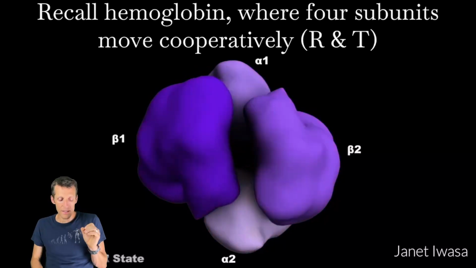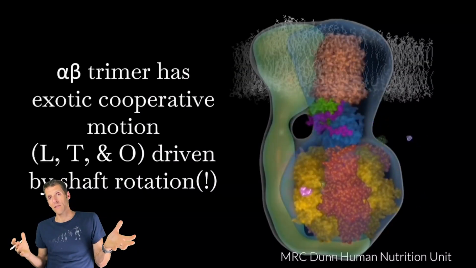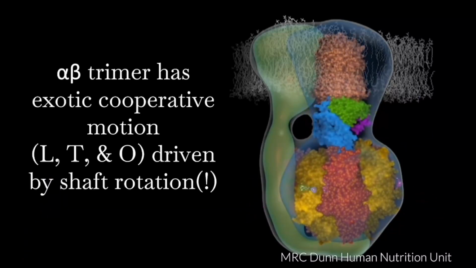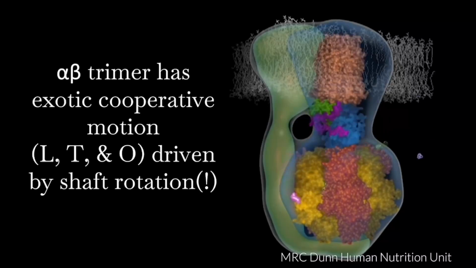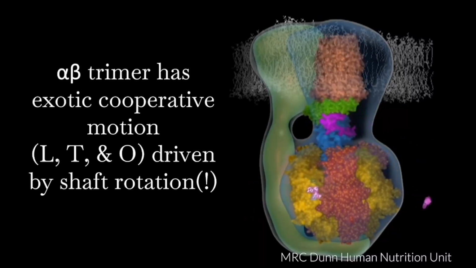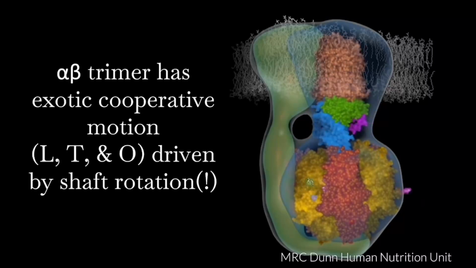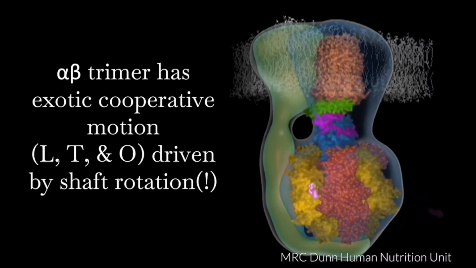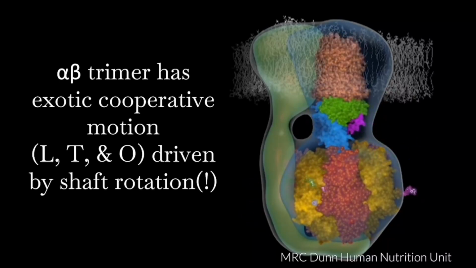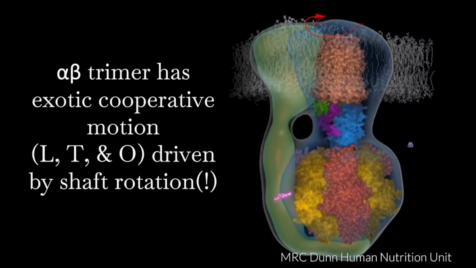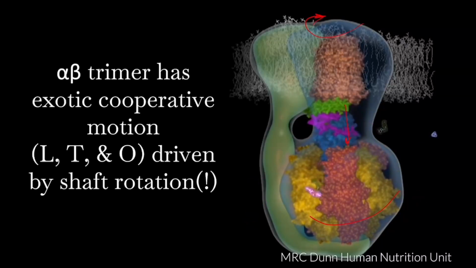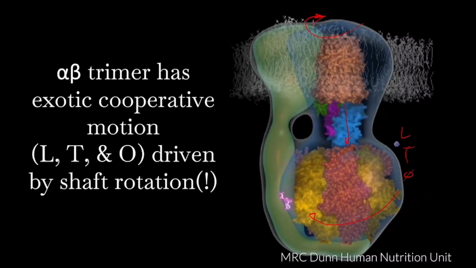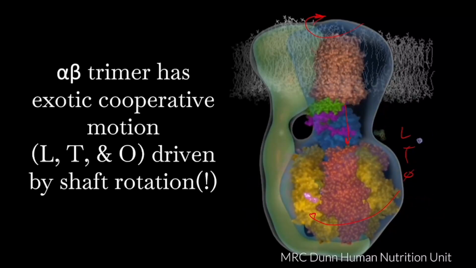So now let's look at this one. And it turns out this one has cooperativity, but it's got cooperativity that's quite exotic. Instead of having two states that it fluctuates between, R and T, where everything is either R or T, it has three states, L, T, and O, and it cooperatively goes between them where one is in L, one is in T, and one is in O. So as the rotor rotates, it's spinning this shaft, which is driving this whole system cooperatively between these states, L, T, and O.